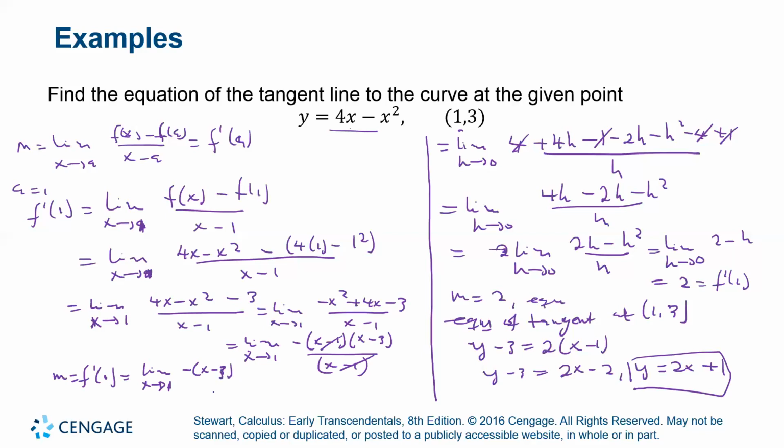Okay, so then look at it. When x goes to 1, you have minus 1 minus 3, and that gives us minus 2, times that minus, times negative 2, which is positive 2, the same as what we got over here. So I've shown how to use the other formula to find the slope, and then the equation is the same as that. I'm going to stick to the first way I found the slope.